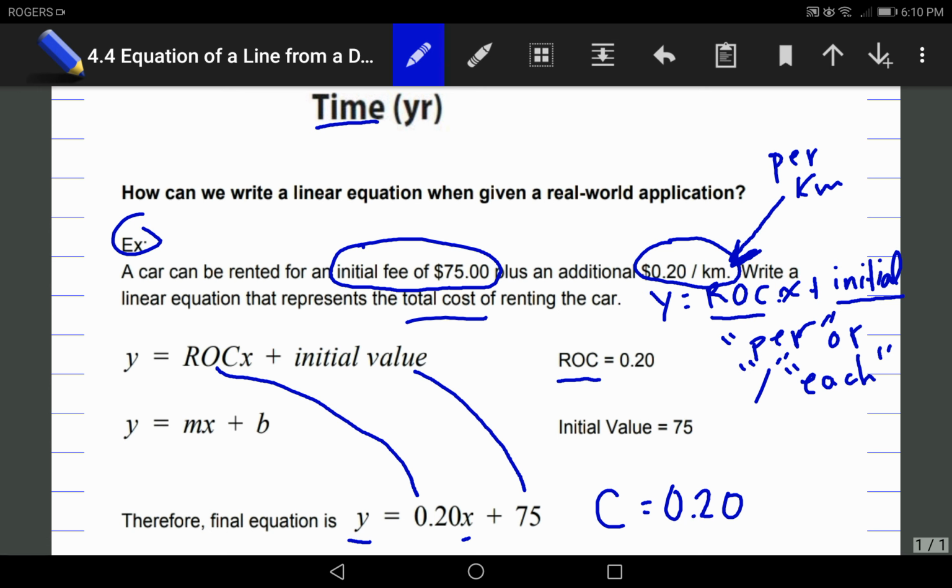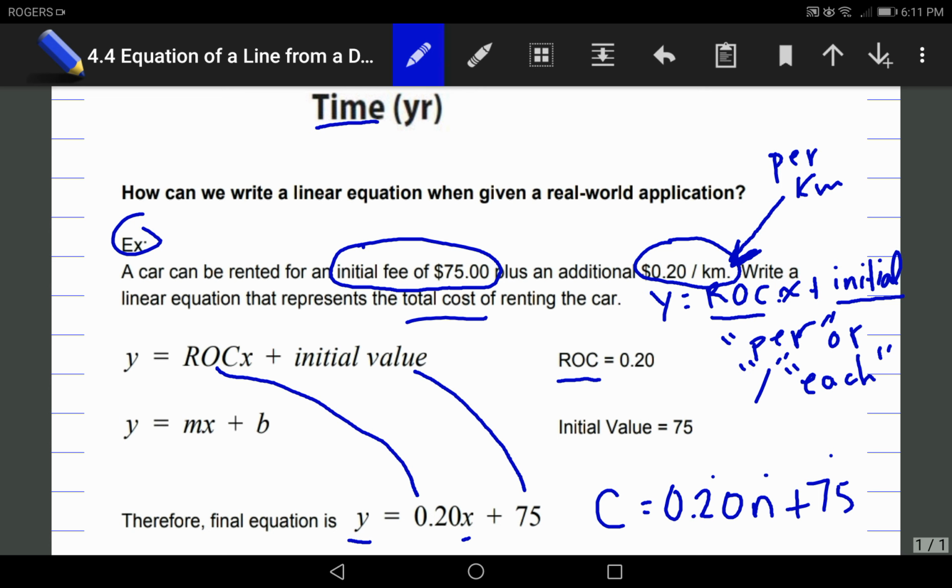It's 20 cents times the number of kilometers that you drive. Okay? So instead of x, we could do 20 cents times maybe the letter n, meaning number of kilometers. Okay? And then plus my 75. So let's look at this equation again. Total cost equals 20 cents times the number of kilometers, n, plus 75. That's how you find the total cost. You multiply 20 cents times the number of kilometers that you drive, and you add 75.